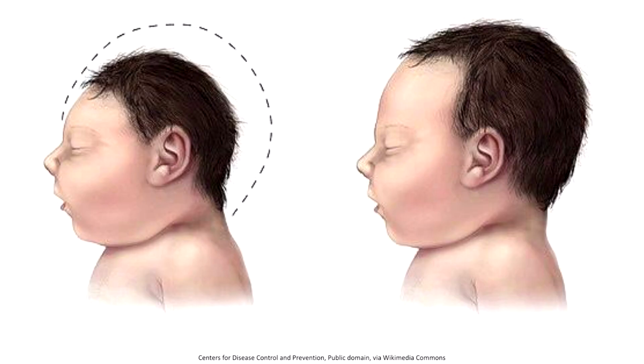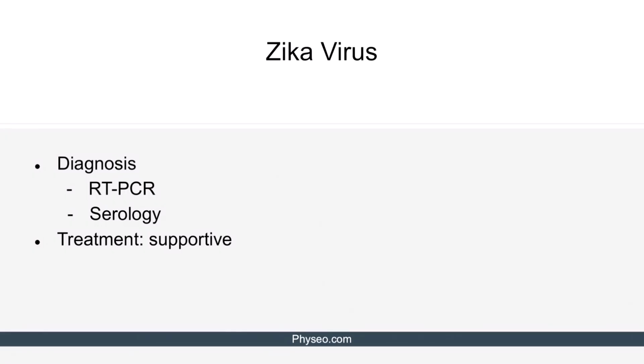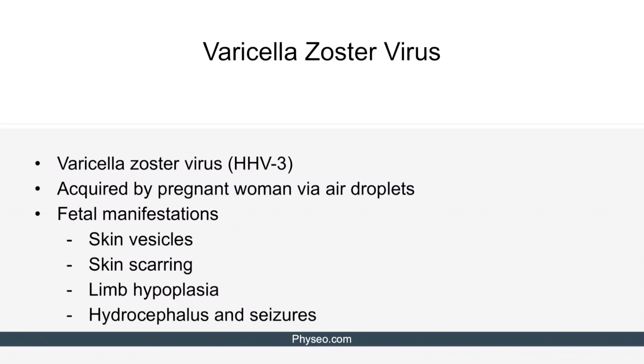Here we can see an image showing a neonate with microcephaly, and hopefully you can appreciate a disproportionately small size of the baby's head compared to the body. The diagnosis of congenital Zika syndrome occurs with either reverse transcriptase PCR or serology. Treatment is mostly supportive. Shifting gears, let's talk about varicella zoster virus, or human herpes virus 3.